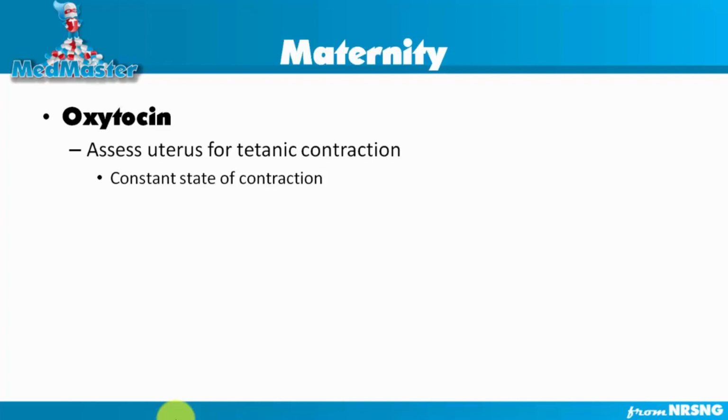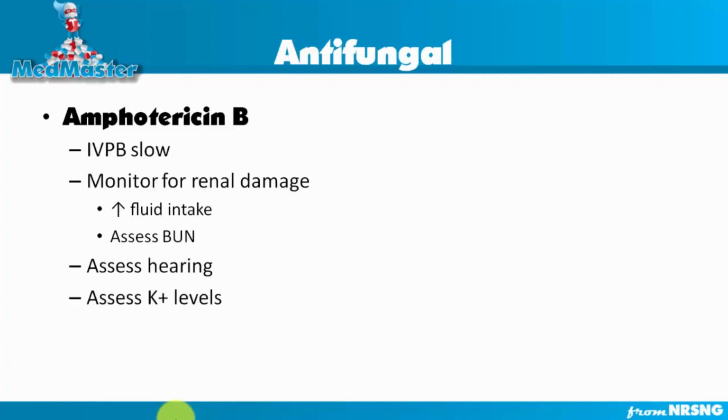Normally with contractions, you just think it's kind of like flexing your muscle. You flex your muscle, you relax it, it rests, and then it flexes again. What can happen with oxytocin or Pitocin is that the muscle can go into this constant state of contraction, which is very unhealthy for the patient. Okay, so keep that in mind. That's what you're assessing for with your patient taking oxytocin.